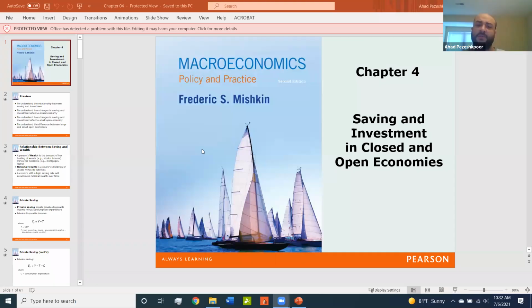Now let's talk about chapter 4, saving and investment. If you remember, we talked about a portion of the economy being saving. We save money, we invest it. What is saving and investment? Some people say it's the basic thing in a civilization.